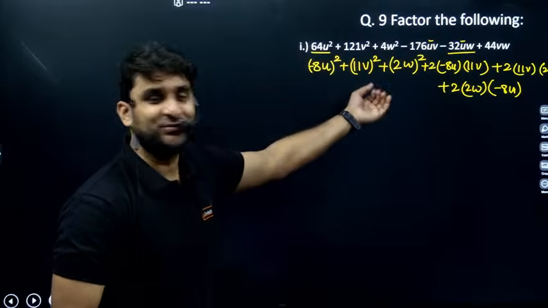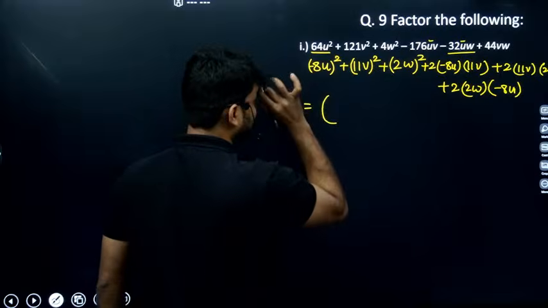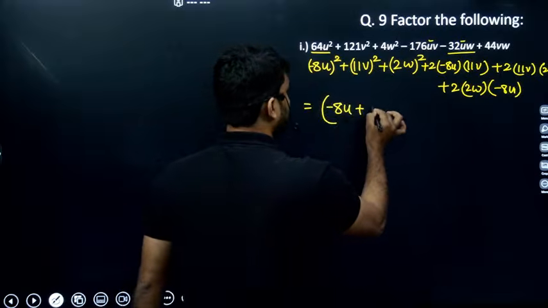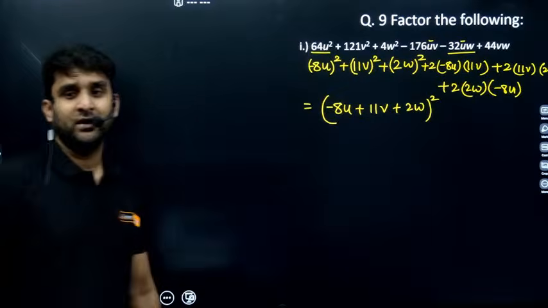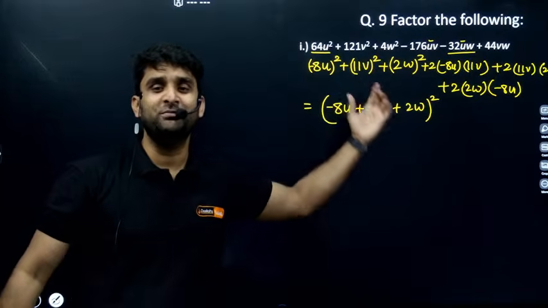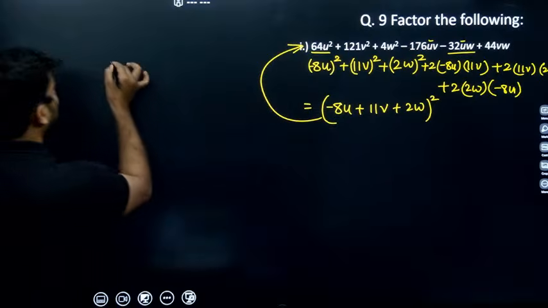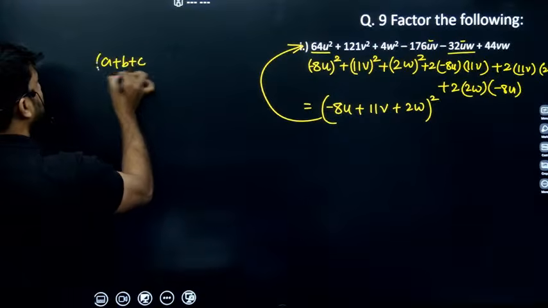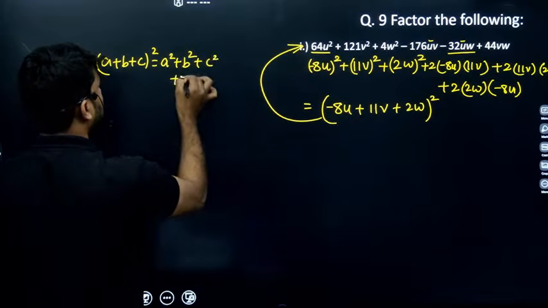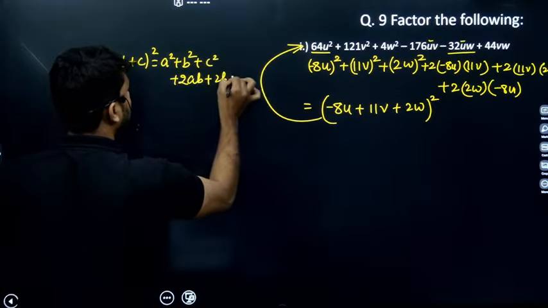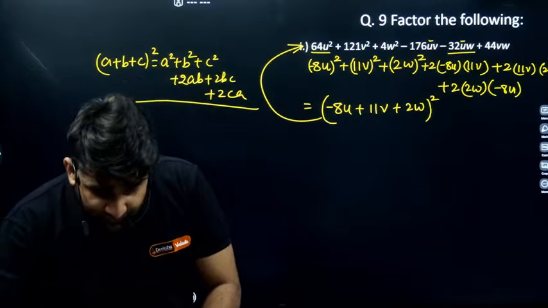a square plus b square plus c square plus 2ab plus 2bc plus 2ca. So if we write the identity, it would look like (minus 8u plus 11v plus 2w) whole square. This is the answer. If you open this, this will come. Basically we have used the identity of (a plus b plus c) whole square, which is a square plus b square plus c square plus 2ab plus 2bc plus 2ca. Clear everyone?